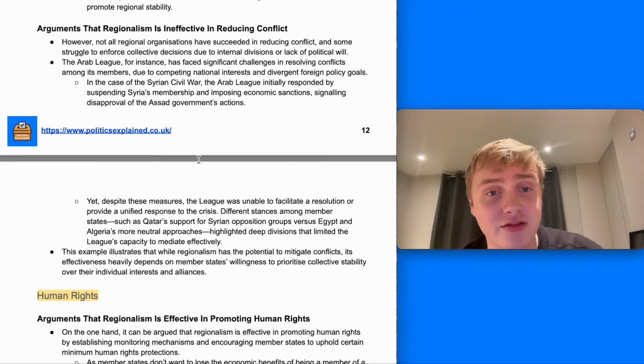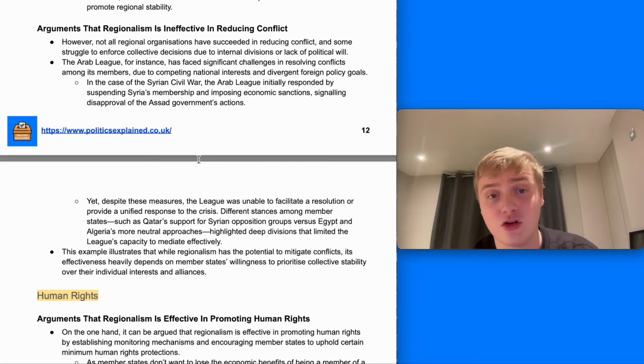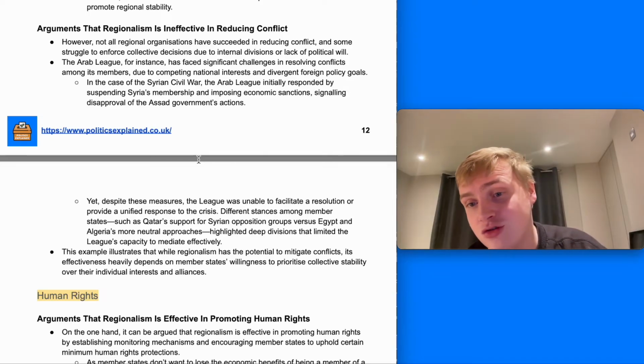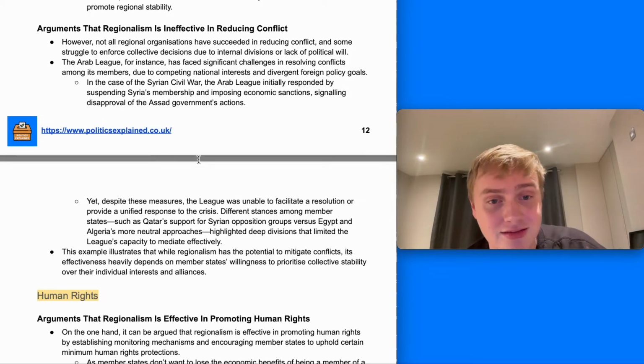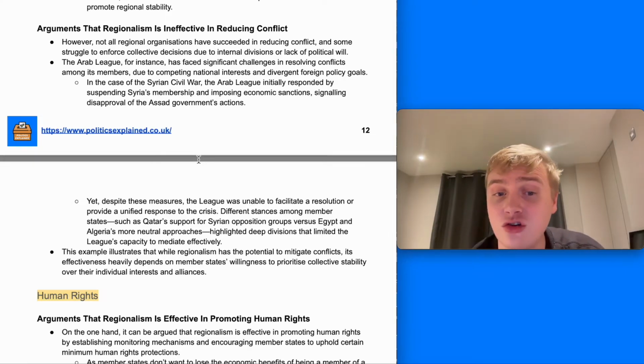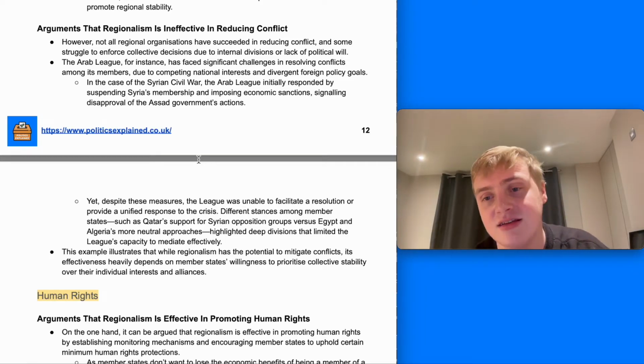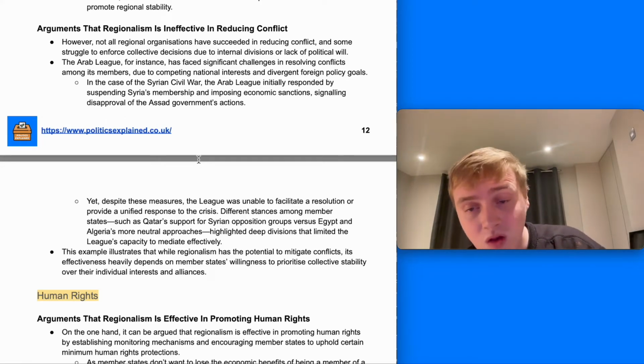So in the Syrian civil war, for example, it initially responded by suspending Syria's membership, but these measures did very little to stop the war, as the League was unable to facilitate a resolution or provide a unified response to the crisis, largely due to different stances among its member states, with Qatar's support for Syrian opposition groups, for example, such as Hamas and Hezbollah, versus Egypt and Algeria, which had more neutral approaches. Those divisions prevented it from acting as an effective kind of mediation force within the Middle East.